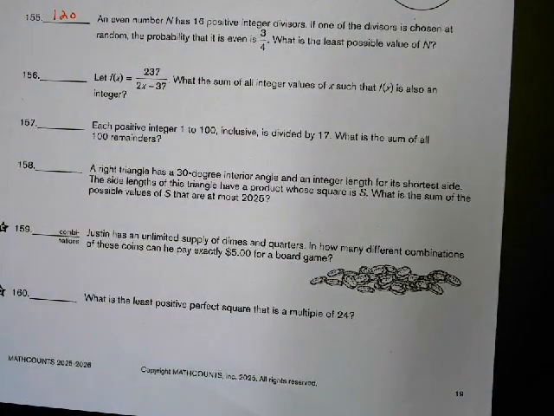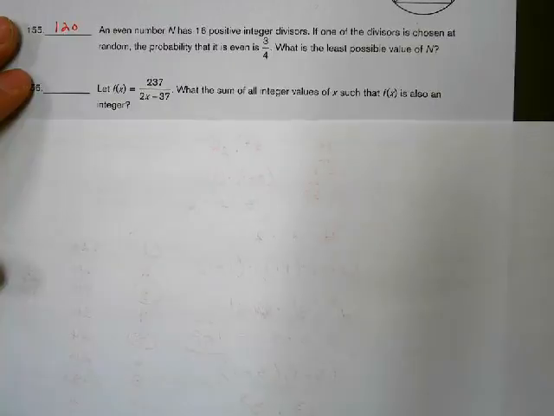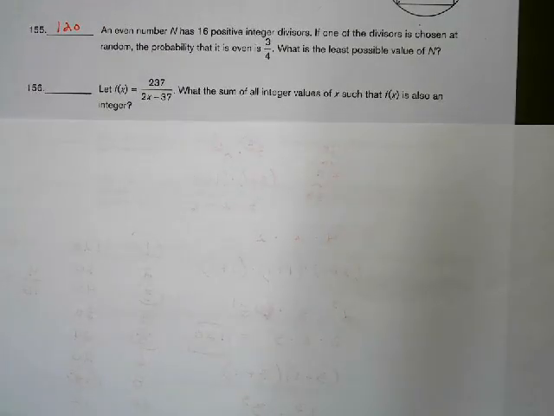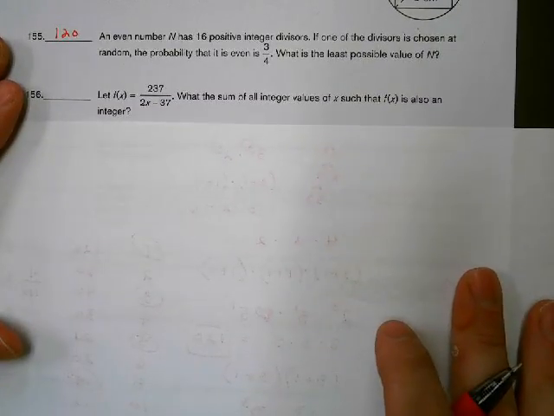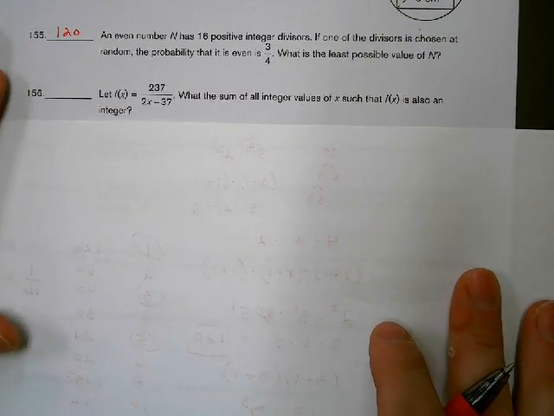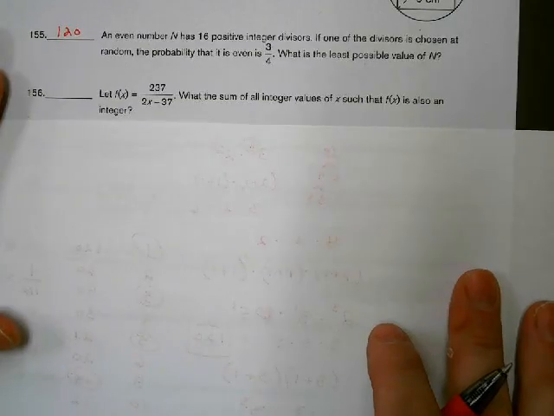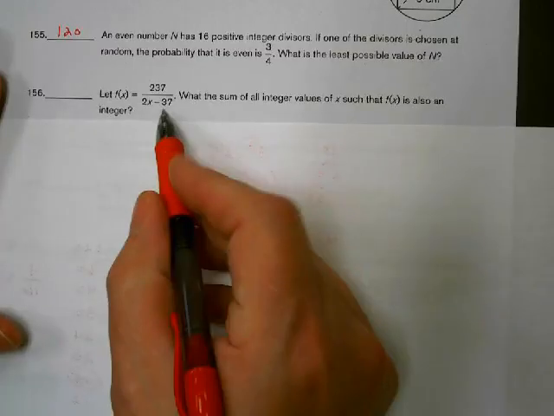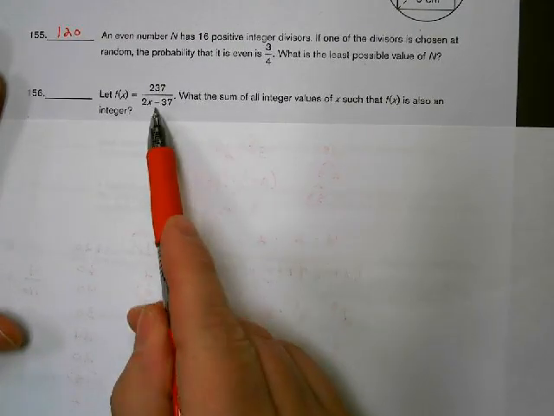All right, next one. Let f of x equal 237 over 2x minus 37. What is the sum of all integer values of x such that f of x is also an integer? Okay, all the words to say this. This number needs to be able to go into this number evenly. We want to find all of the x values where if we plug it in, it'll come out to an integer value. So it has to go in there evenly.